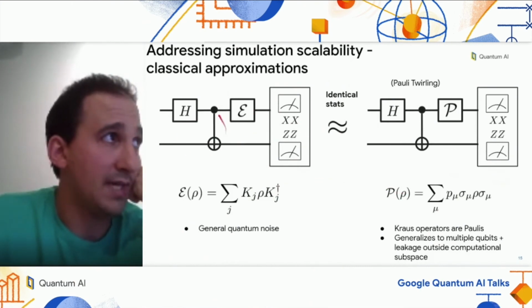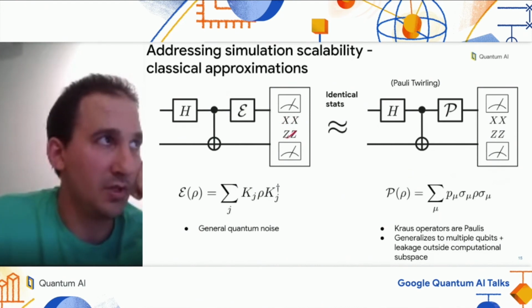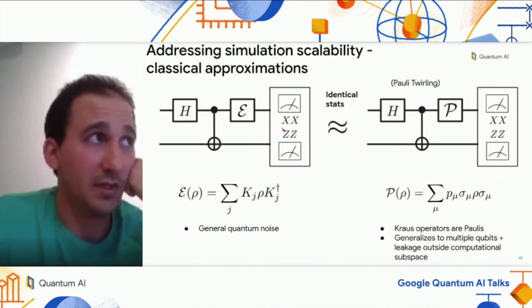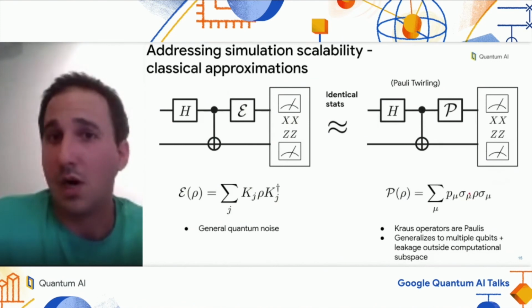You prepare a maximally entangled state, you apply your noise channel to one of the qubits, and then you measure the XX and ZZ stabilizers. These are commuting observables, so we can measure them simultaneously. And by looking at the statistics of these measurement outcomes, we can infer effectively what the probability of an X error would be, or a Y error, or a Z error.